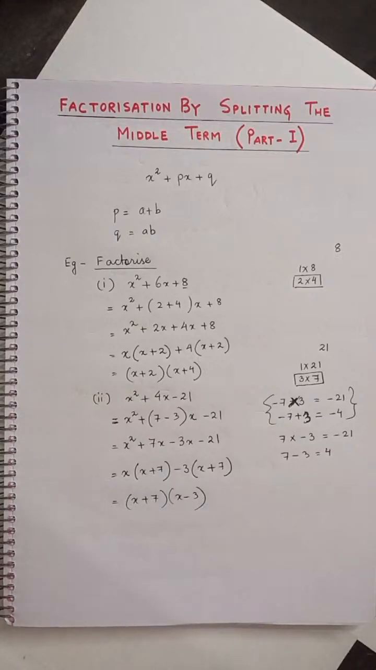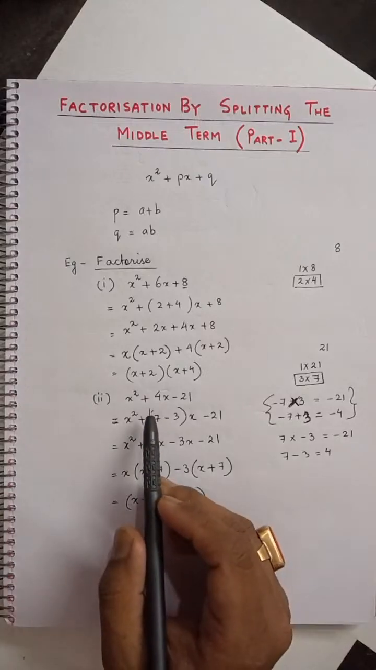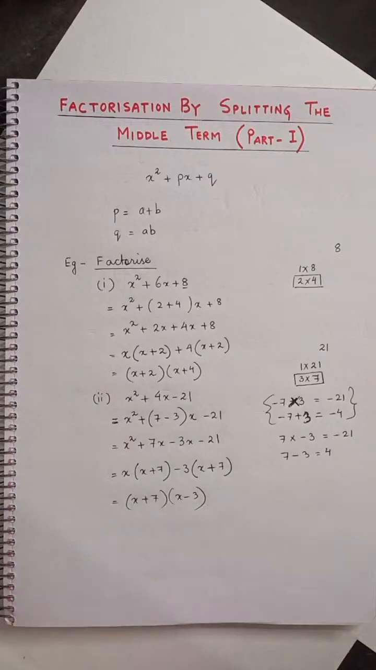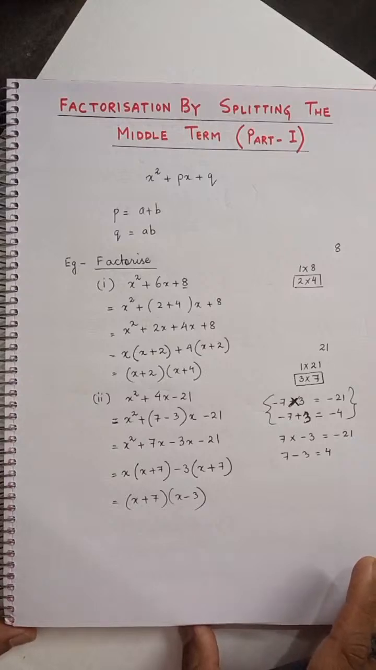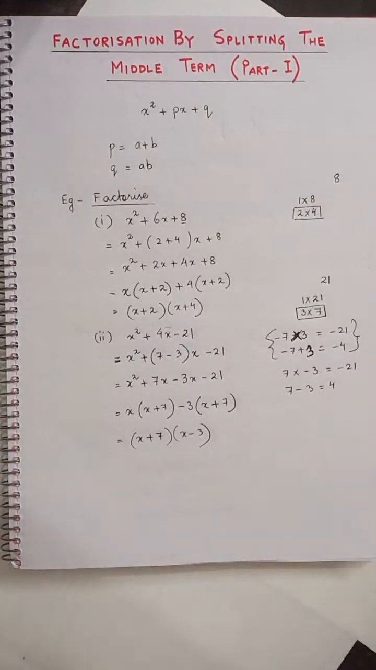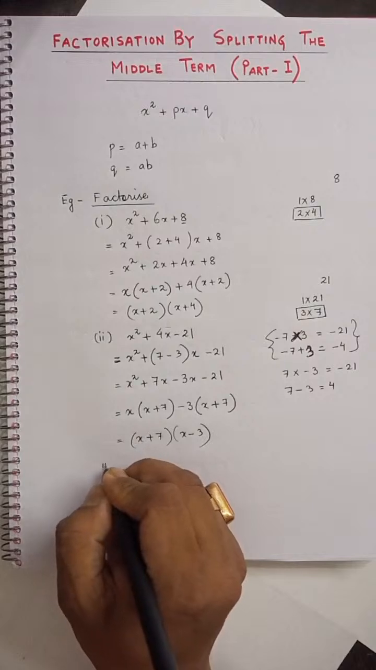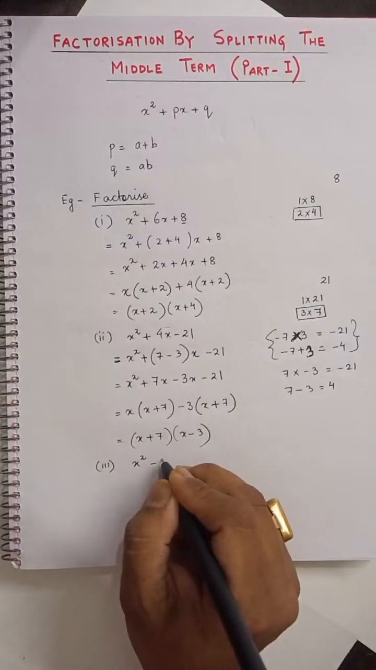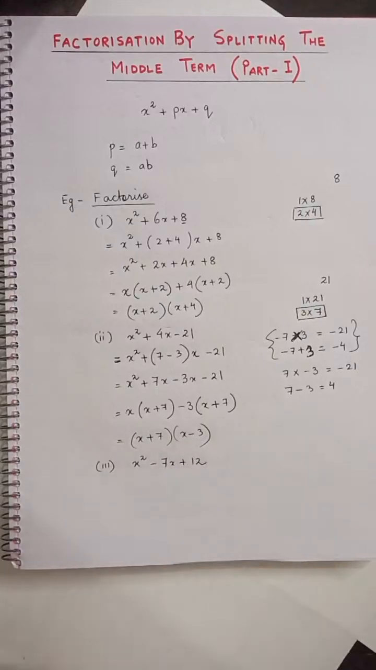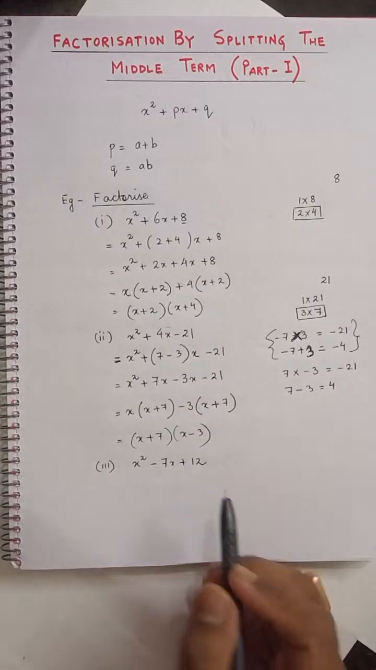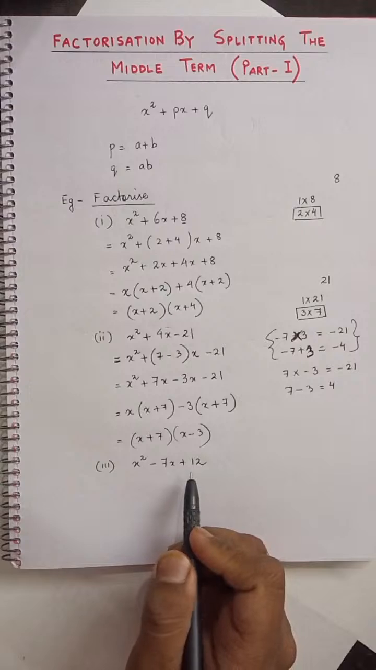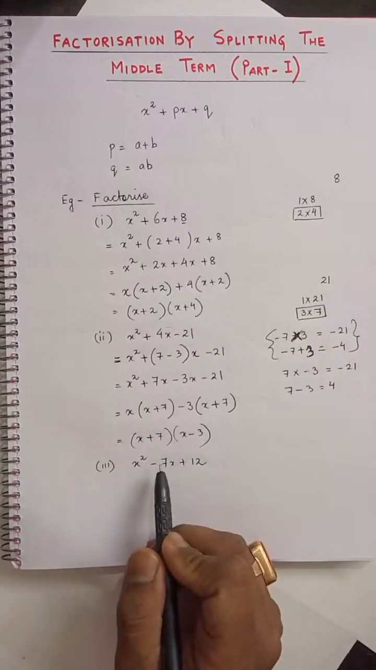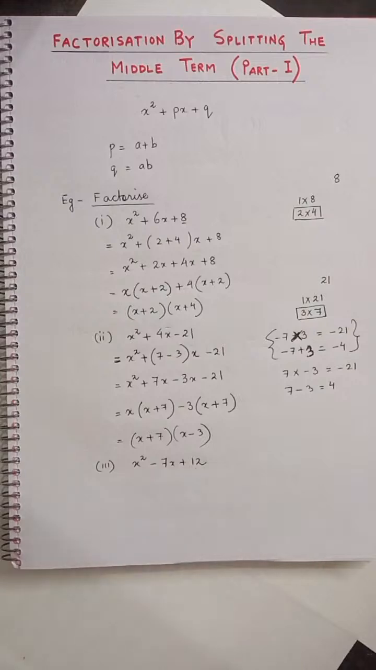Okay, so we will take one more combination where the middle term is negative and the other terms are positive. So now we have x square minus 7x and plus 12. So here the middle term is negative while the constant term is positive.